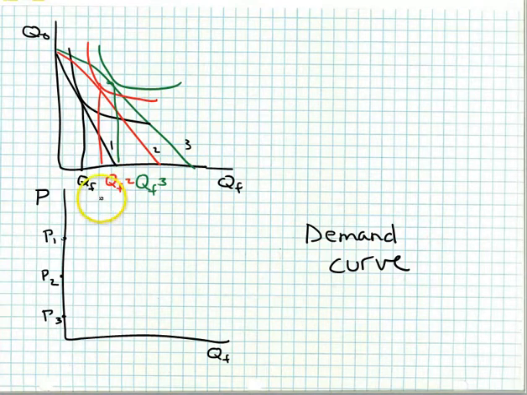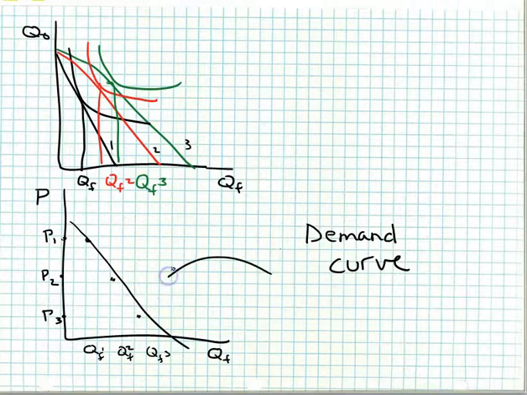Just as we did with an Engel curve, I can come down, and at price 1, the highest price, I demand this quantity. At those medium prices, I'm at that red line, and at the lowest prices, I'm at the green line. QF1, QF2, QF3, corresponding with the same quantities as I had on my preference map. I connect the dots, and lo and behold, I have a demand curve.